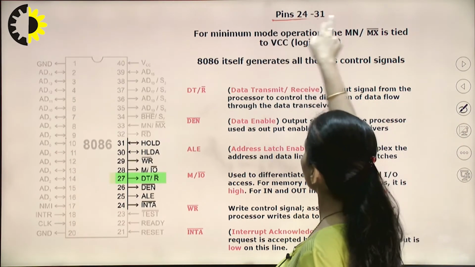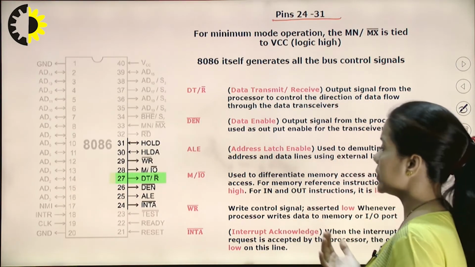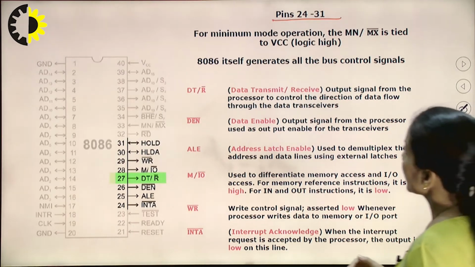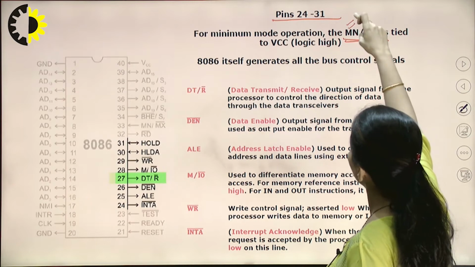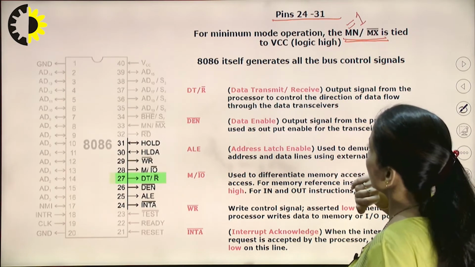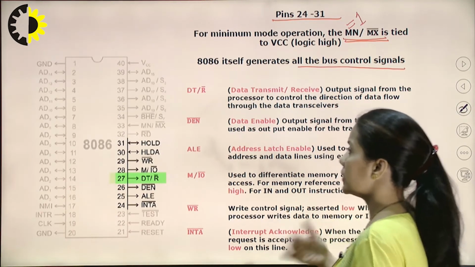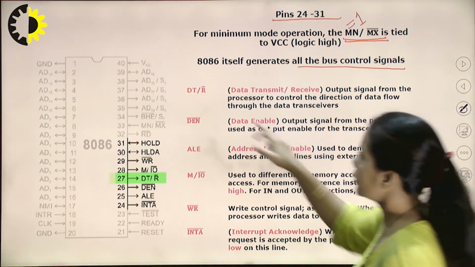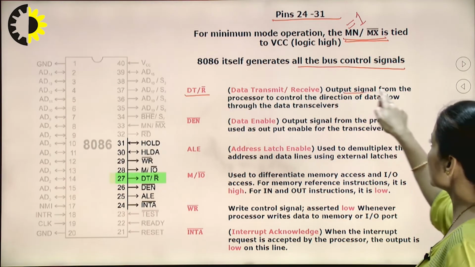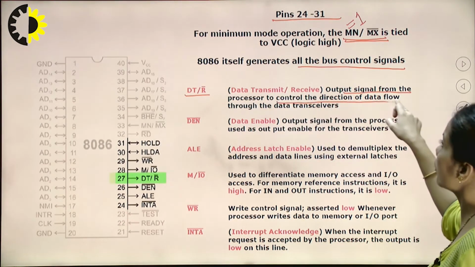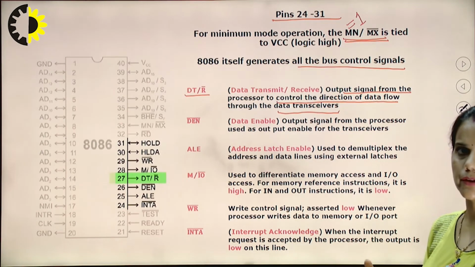Pins 24 to 31 distinguish between the two modes. These pins are separate for both modes, and for minimum mode the MN/MX pin should be logic high. So 8086 itself generates all the bus control signals in this mode. Let's see these signals one by one. First of all, DT/R bar, the data transmit/receive output signal from the processor, which controls the direction of data flow through the data transceivers.